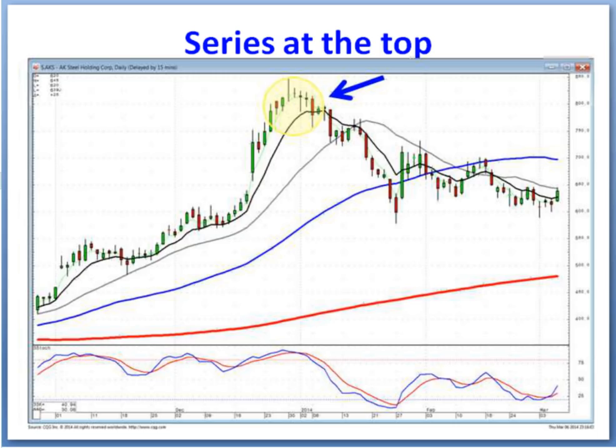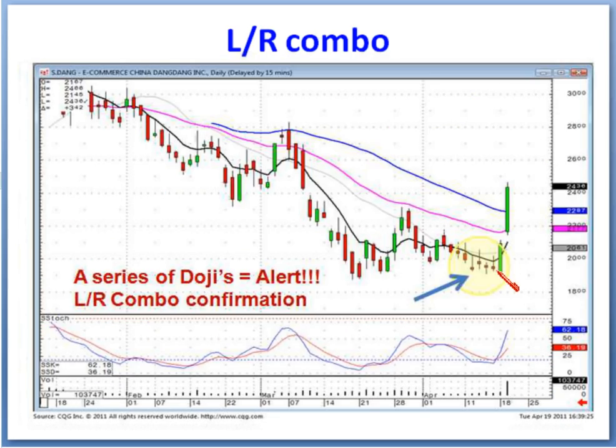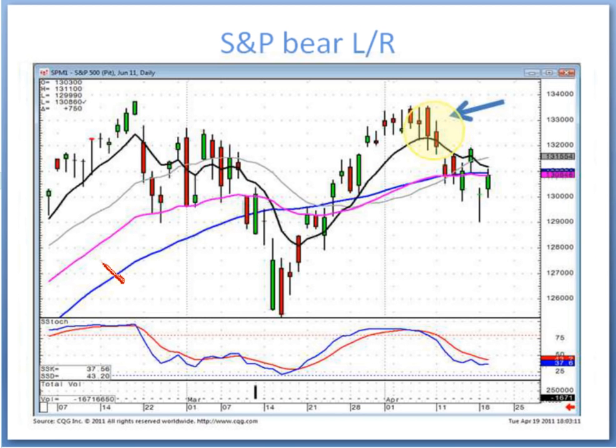All right, so let's see. I've only got a few more here. We're kind of going back to the basics. Here's your left-right combo. That's a doji followed by a bullish engulfing signal. Or your bearish left-right combo, doji followed by a bearish engulfing signal.